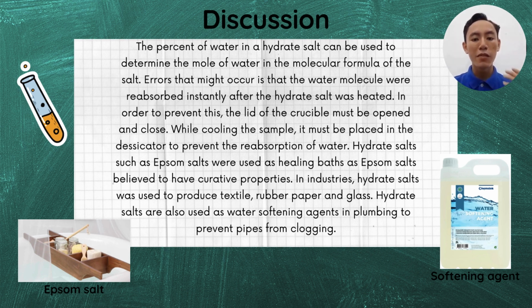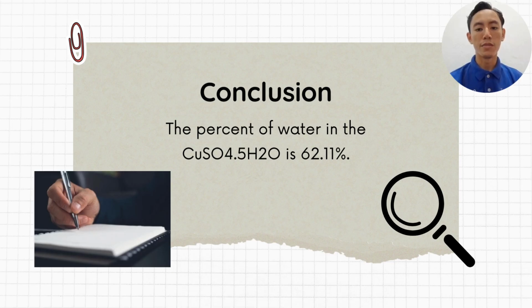Hydrate salts have many functions in our daily life. One of them is that hydrate salts such as Epsom salts were used as healing baths, as Epsom salts are believed to have curative properties. And also in the industries, hydrate salts were used to produce textile, rubber, paper, and also glass. And lastly, hydrate salts are also used as water softening agents in plumbing to prevent pipes from clogging. The conclusion for the entire experiment is that the percent of water in CuSO4·5H2O is 62.11%.